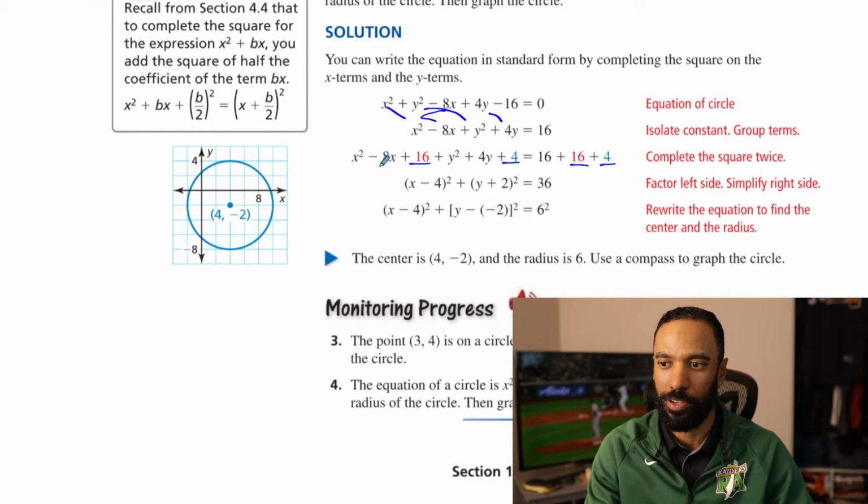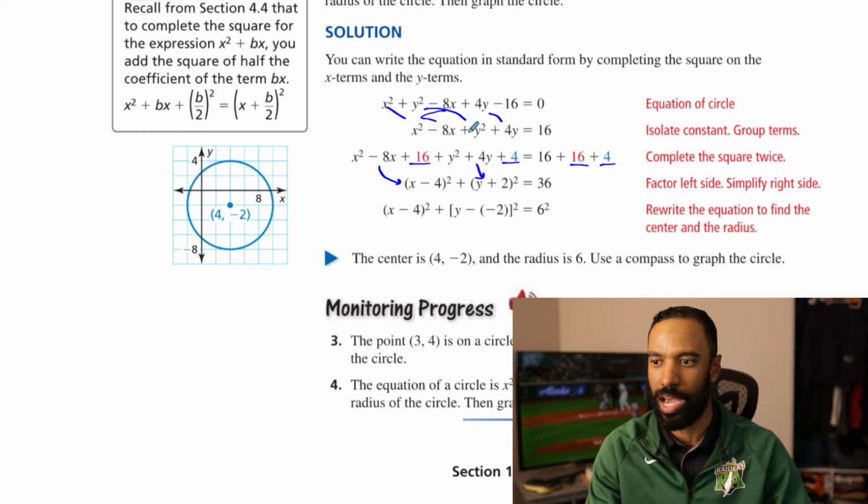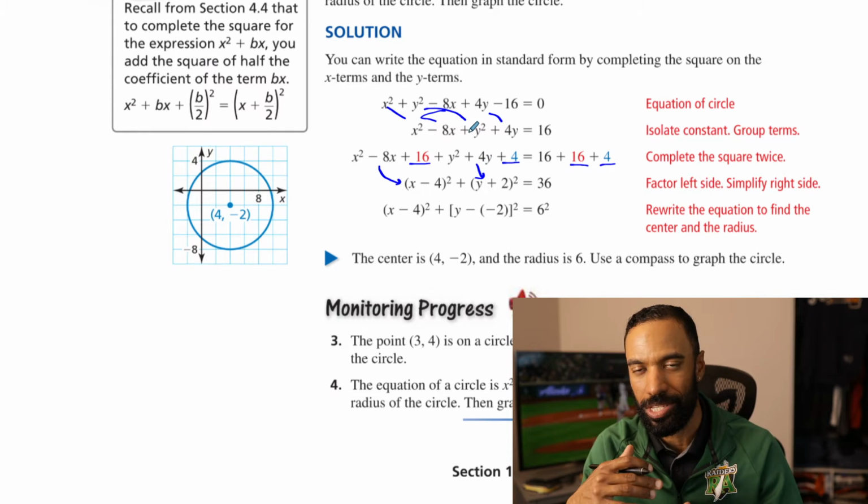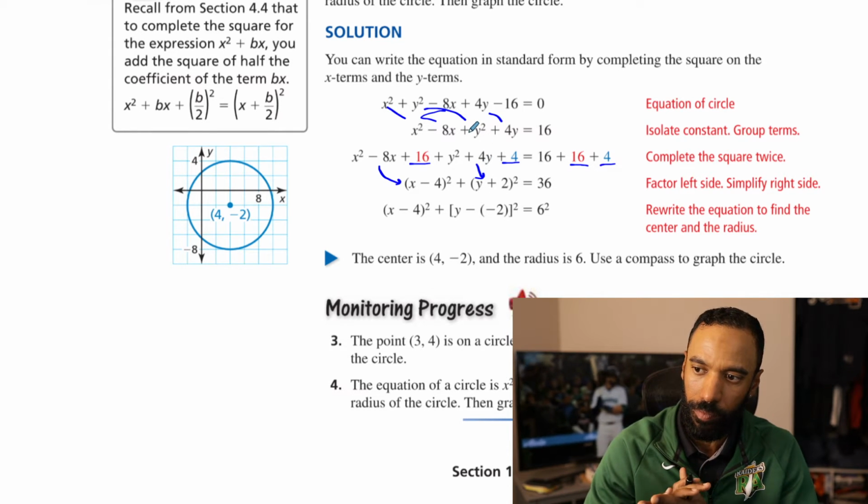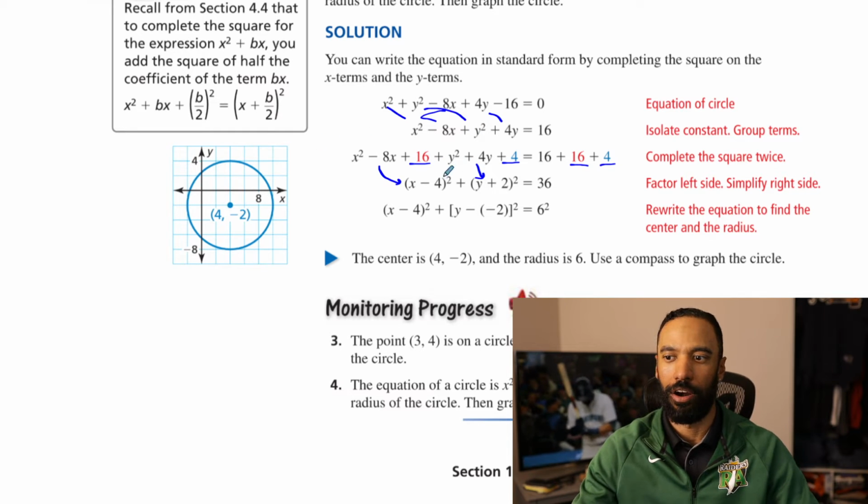This is a perfect square trinomial that factors down. This is a perfect square trinomial that factors down. Again, this is completing the square. I'm not going to reteach it, just kind of show it. And this can help pull out the information that we need.